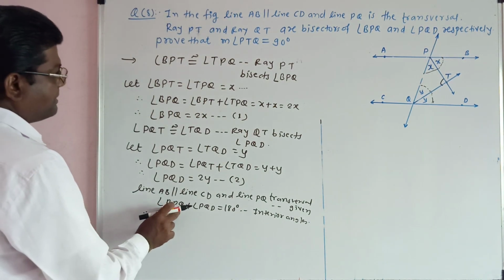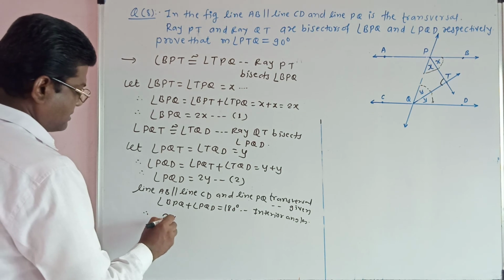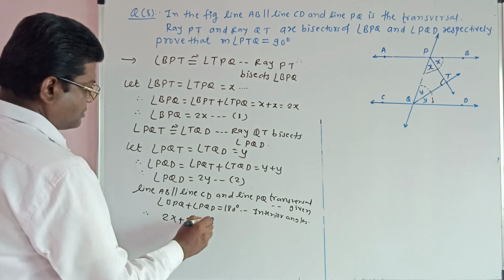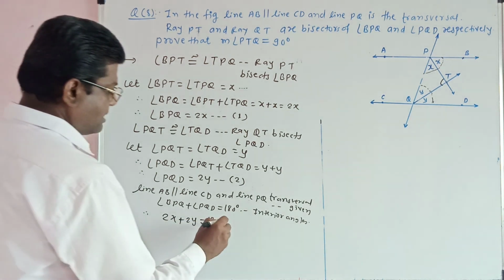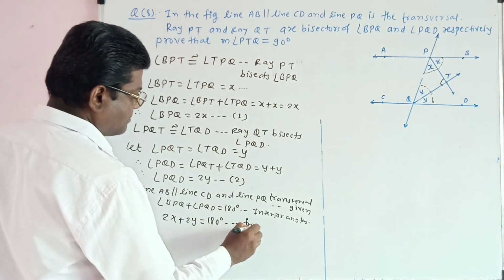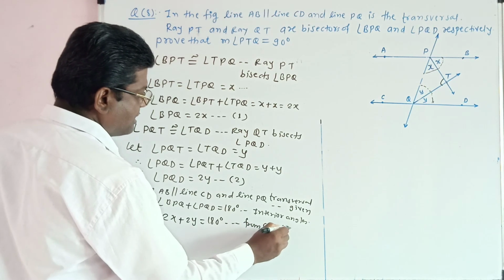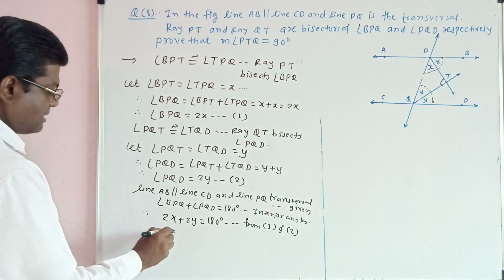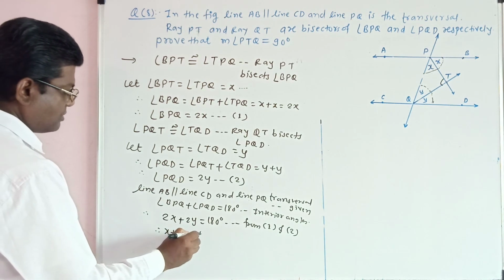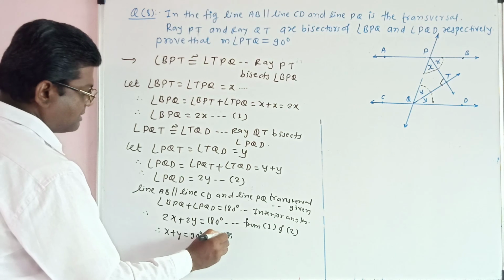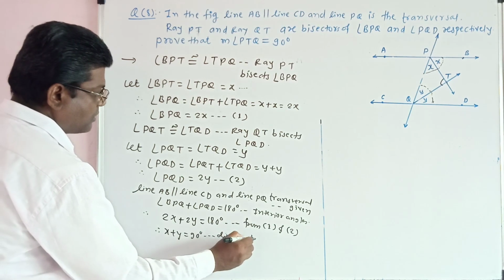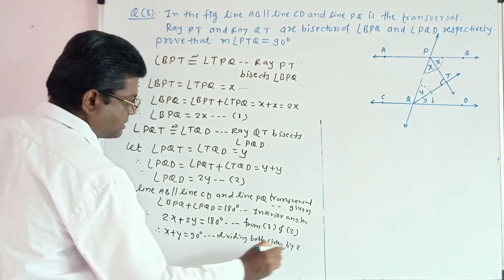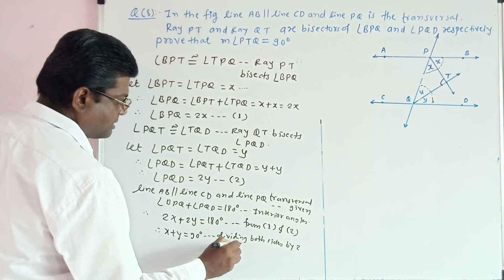But angle BPQ is equal to 2x and PQD is equal to 2y. 2x plus 2y is equal to 180 degrees. The reason is from equations 1 and 2. Divide both sides by 2. Therefore x plus y is equal to 90 degrees. This is equation number 3.